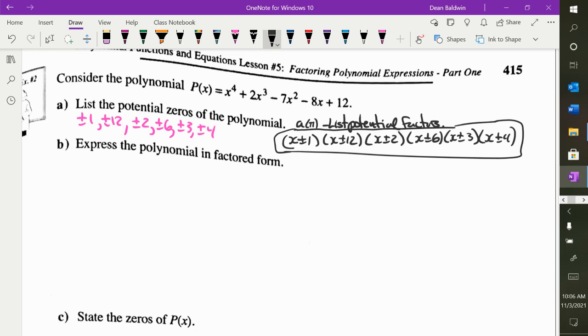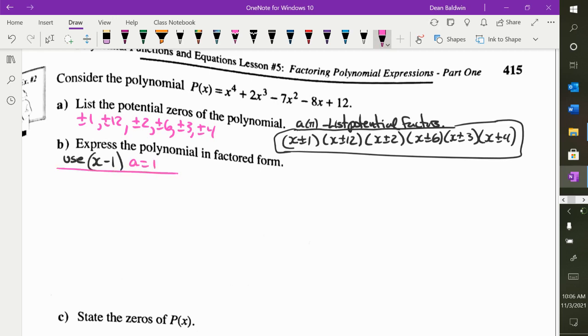I'm not going to make you test 12. And the bigger this number gets, the more possible factors you have. So I would narrow it down to 3. But we're just going to use x minus 1. That's what we're going to use, x minus 1. Which means our a value is? 1. There you go. So a is equal to 1.